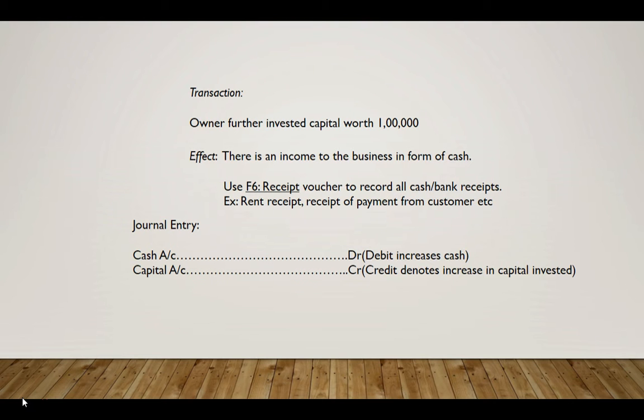Now let's record the first entry. The first entry is a capital investment entry. The entry says that the owner has further invested capital worth 1 lakh rupees. So the effect is that there is an increase in cash to the business. To denote cash receipt, we use the receipt voucher. And the journal entry should be cash account debit to capital account credit. So let's record this entry in Tally now.